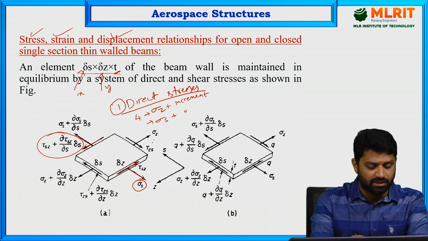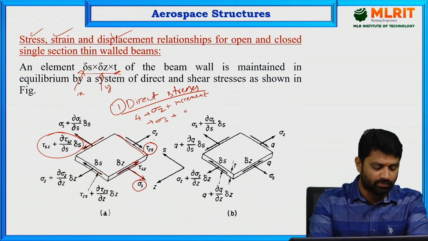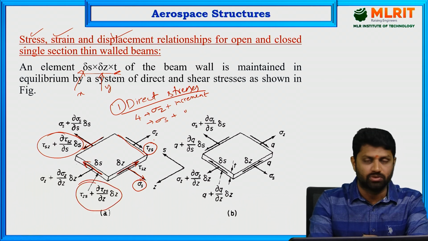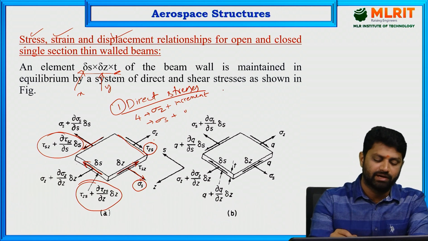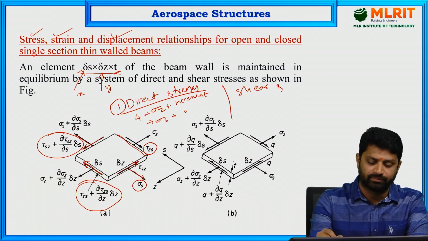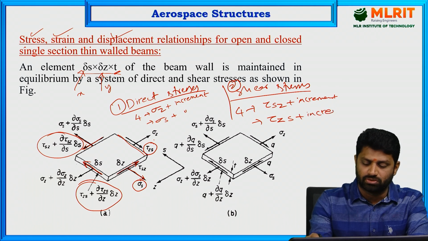Similarly, tau Zs is the shear stress along this edge, and on the other edge the increment will be opposite to it, represented by tau Zs plus dou tau Zs by dou Z into delta Z. Again, when it comes to shear stresses, we are going to represent four shear stresses: tau Sz and its increment, and tau Zs plus its increment.